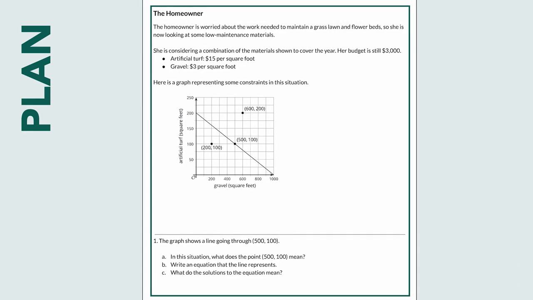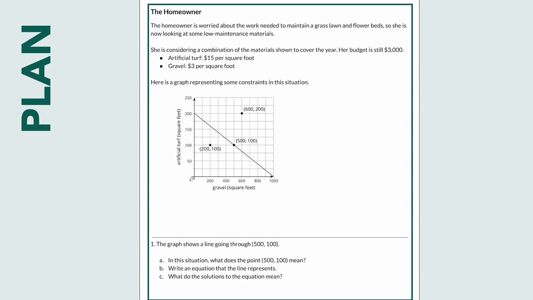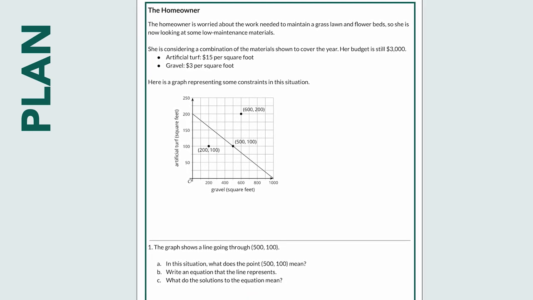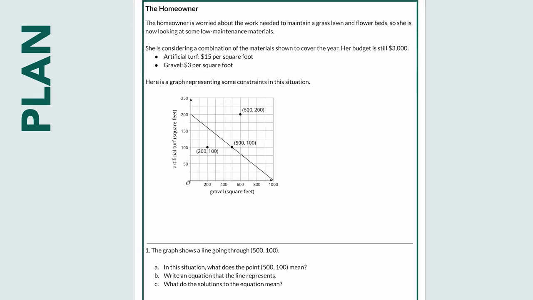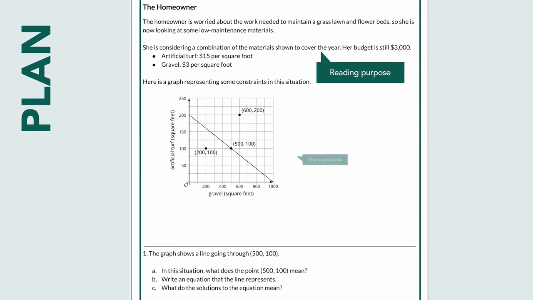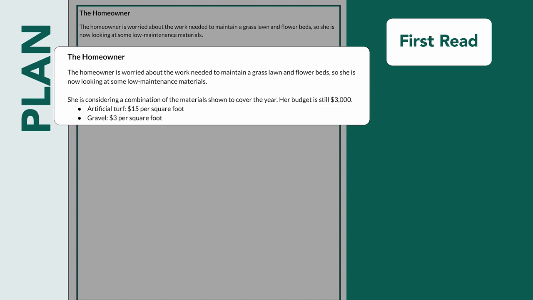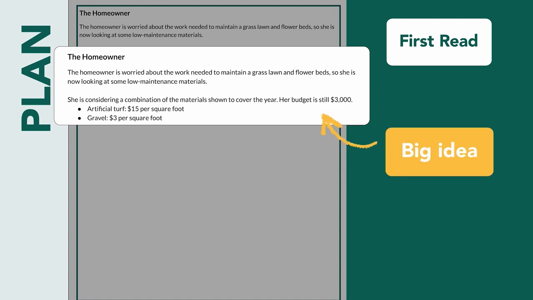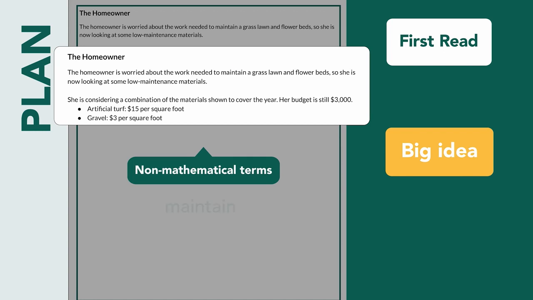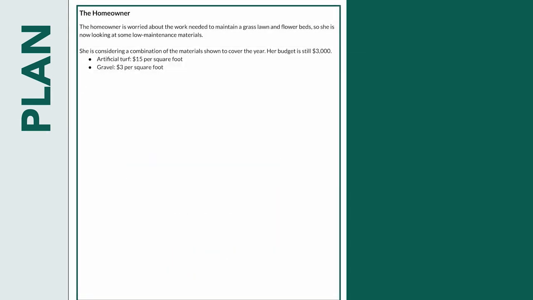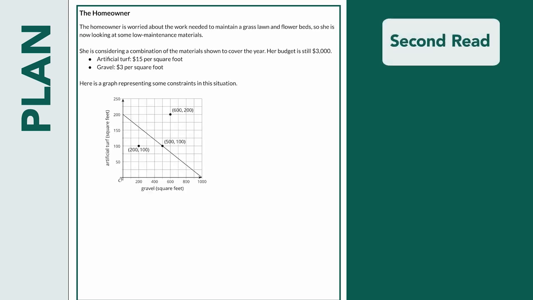To ensure students understand the goal of this routine and prevent them from solving without a solid understanding of the context, I'll explain the reading purpose of the routine and how to participate. For the first read, my students should focus on the big idea of the situation by following along as I read. I see non-mathematical terms like maintain, flower beds, and gravel. So I'll ask them to describe what the situation is about without using numbers. With the context clear, I'll head into the second read.